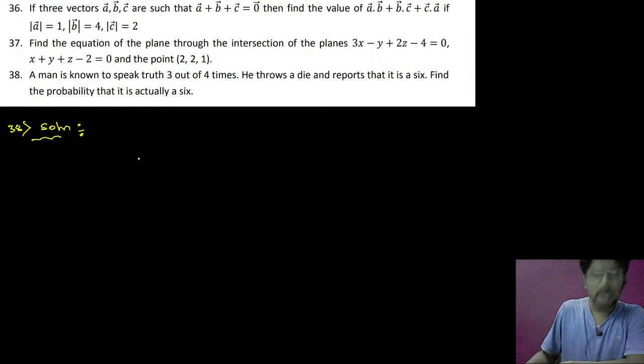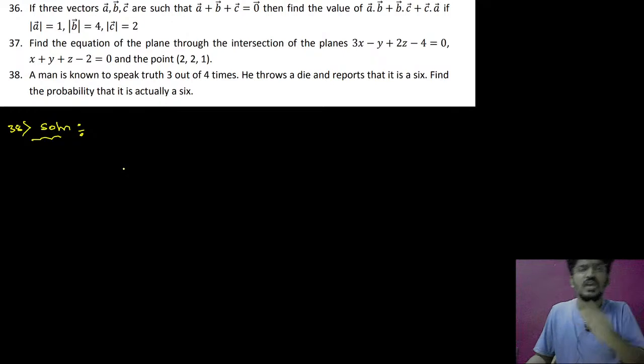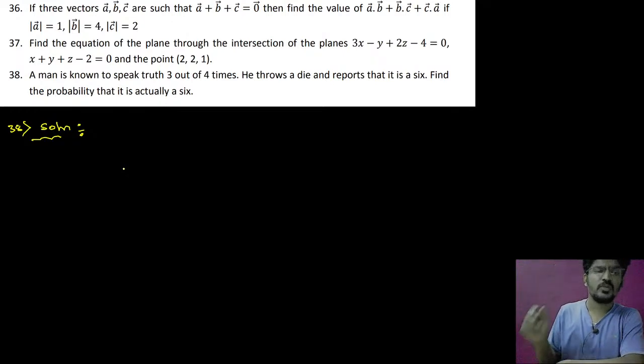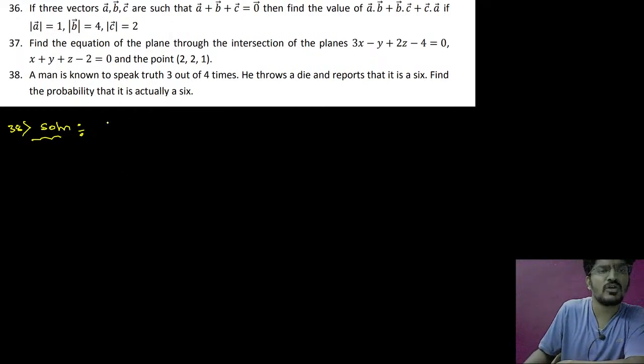Okay. So here, see problem number 38: a man is known to speak the truth 3 out of 4 times. He throws a die and reports that it is 6. Find the probability that it is actually 6. So all of you give some more concentration here. Event E1 will be exactly 6 occurred, or you can say it as actually 6 occurred.